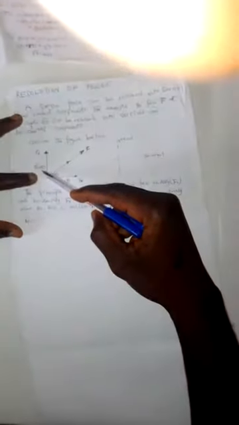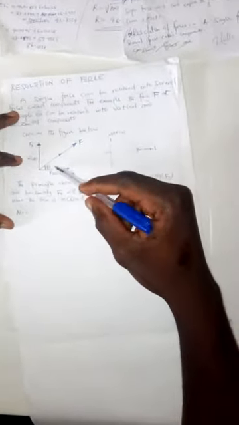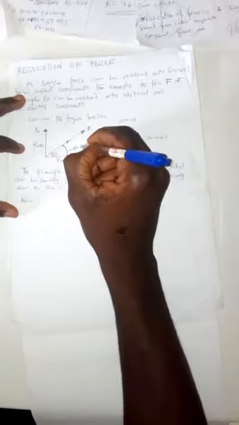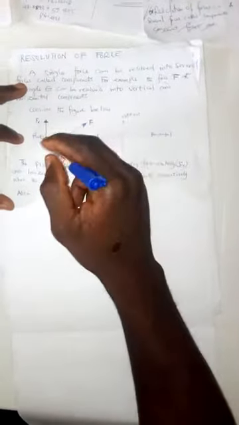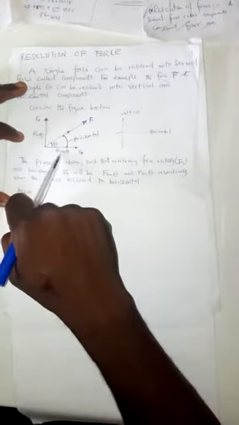Looking at the principle above, we want to resolve the force vertically. For vertical, we have F sine theta, and for the horizontal, we have F cos theta. The principle here is that when the force is inclined to the horizontal, this angle is inclined to the horizontal axis. Then the force acting vertically is F sine theta, and the horizontal is F cos theta. The basic way we get this is very easy; you can know it from trigonometry and the Pythagoras theorem.